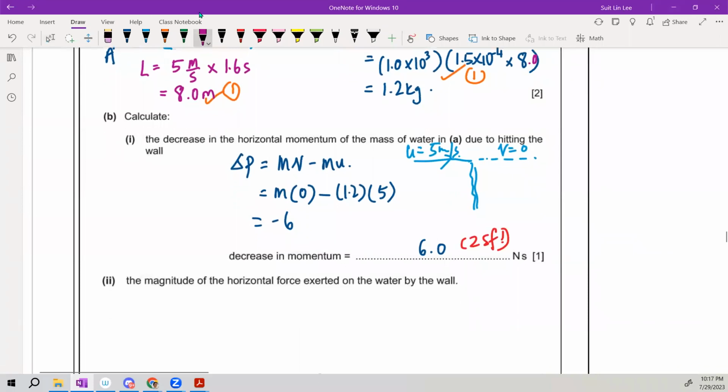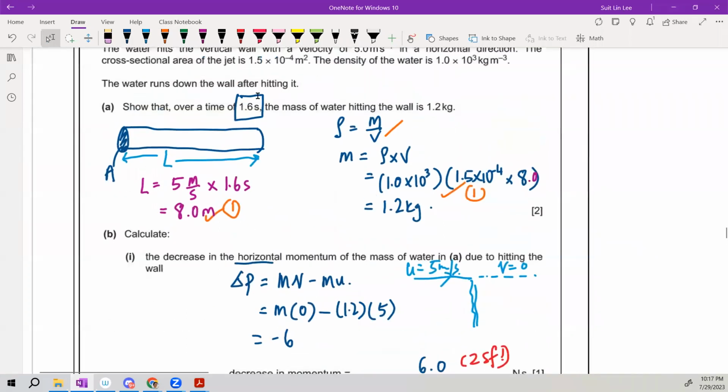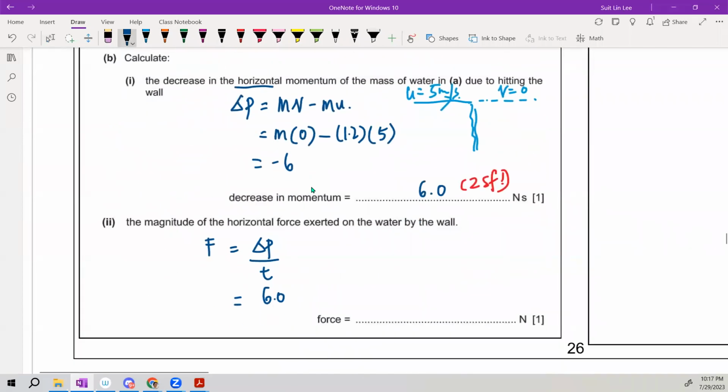Right, part 2, the magnitude of horizontal force exerted on the water by the wall. On the water by the wall. So force is a change in horizontal momentum divided by time. So this will be 6.0, and the time is 1.6 seconds. Divided by 1.6, this will be 3.75 Newton.